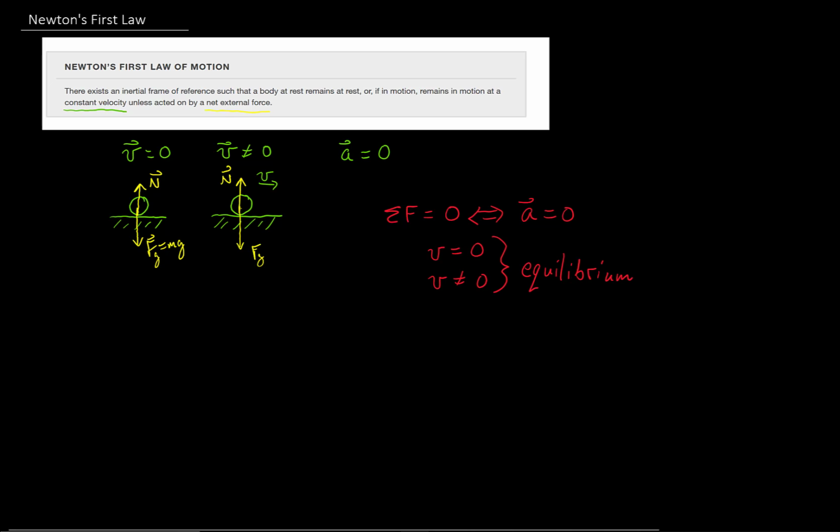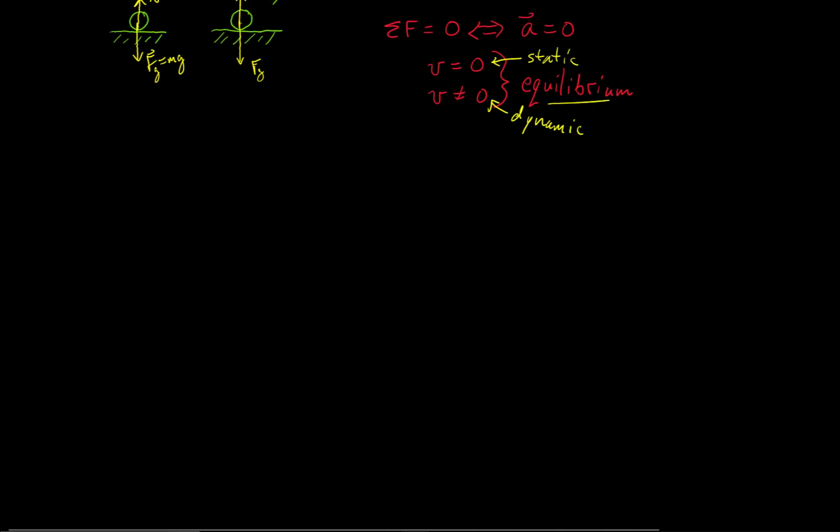Equilibrium. And we have two types. We have this one, which is referred to as static equilibrium, so it means it's not moving. And then we have dynamic equilibrium. But all it means is equilibrium, the net force is zero. So let's see how we can apply this.